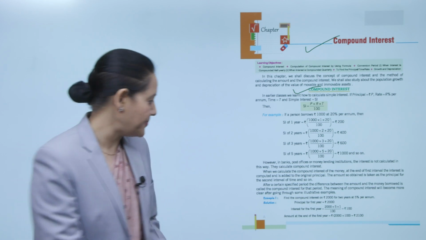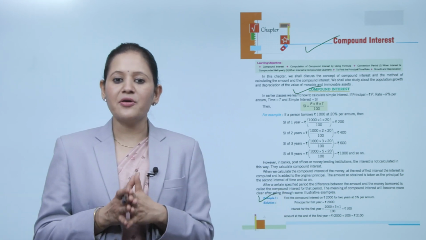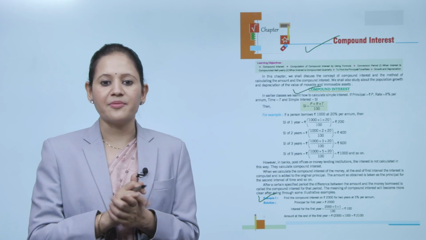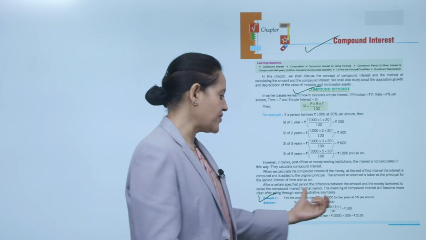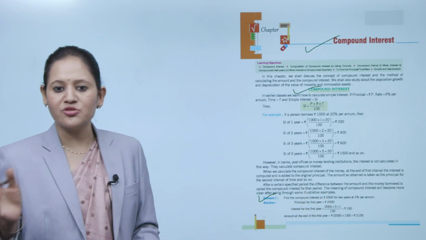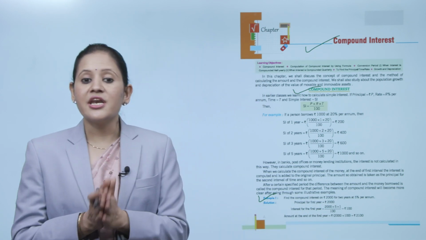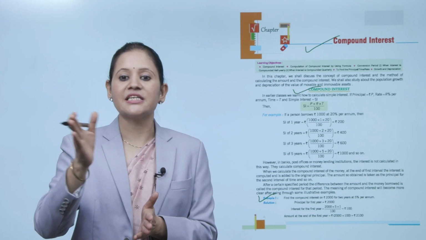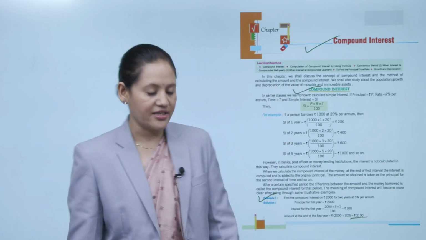So, now we will take an example. Find the compound interest on rupees 2000 for 2 years at 5% per annum. So, principal for the first year is 2000. Interest for the first year will be P into R into T upon 100, that is rupees 100. So, now the amount at the end of the first year, that is 2000 principal plus interest, equals rupees 2100.